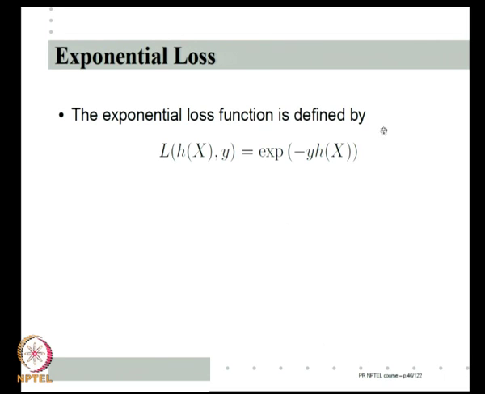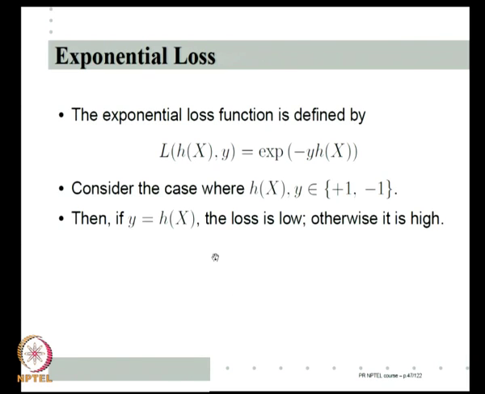Then we have seen the hinge loss of SVM, which tries to give a convex approximation to this. We also saw that the square loss is another convex approximation to the 0-1 loss function. Similarly, the exponential loss is also an approximation in the following sense. If h(x) and y are both plus or minus 1, then it is very easy to see that whenever they are of the same sign, the loss will be exp(-1), and whenever they are of opposite sign, the loss is exp(+1). So, there is a lot of difference.